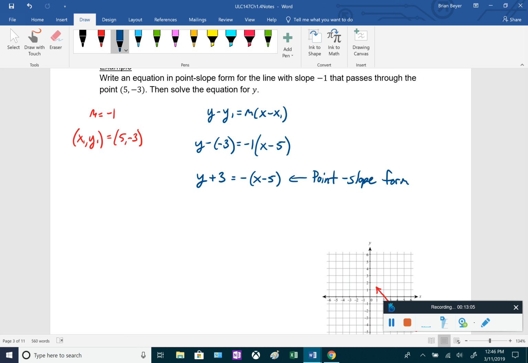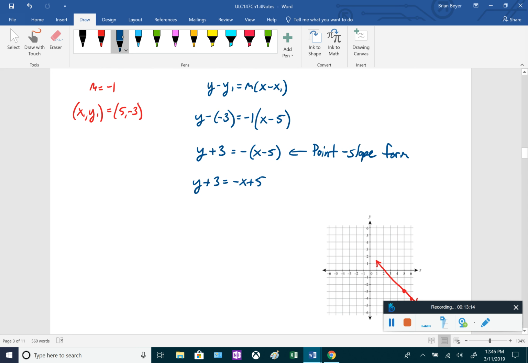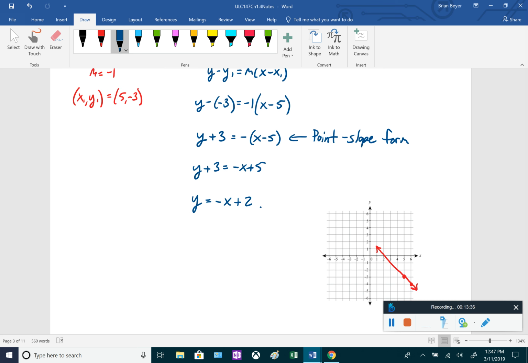And now solving this for y, we have to distribute the -1. So it's going to be -x plus 5 after we distribute that negative. And then we have to subtract the 3 on both sides. So subtracting the 3, we get y equals -x plus 2. Okay, so we have the point slope form of the equation of the line, and then we also solved it for y, which is going to be called the slope-intercept form.